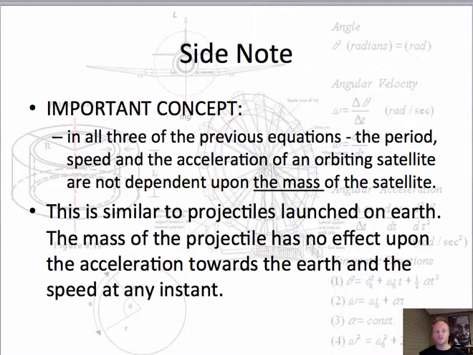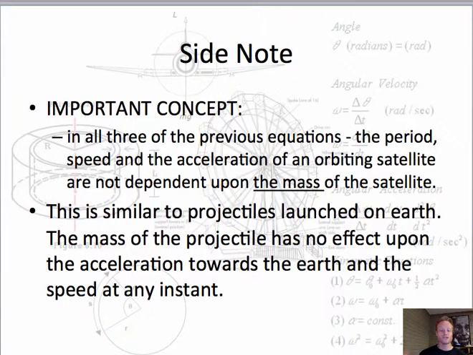So whether you're a little pebble orbiting the Earth or a big old spaceship orbiting the Earth, the mass of that object does not matter. The only mass that matters is the mass of the object that's being orbited. So whether it's the mass of the Earth or the mass of the Sun, that's what we care about. I could care less about the mass of the spaceship or the pebble or the moon. It doesn't matter. And that's similar to projectiles launched on Earth.